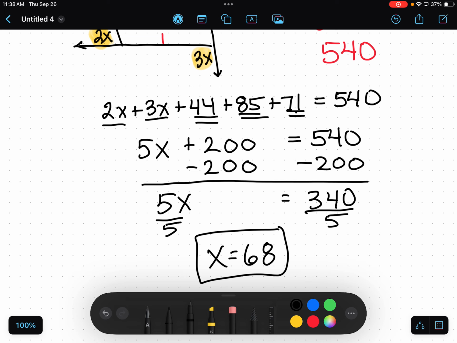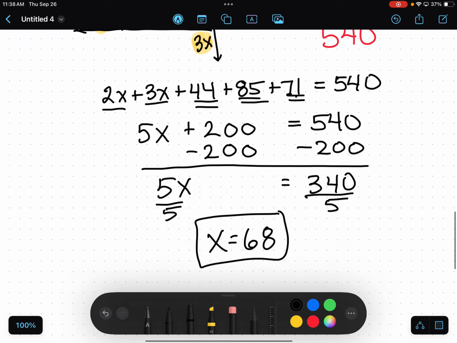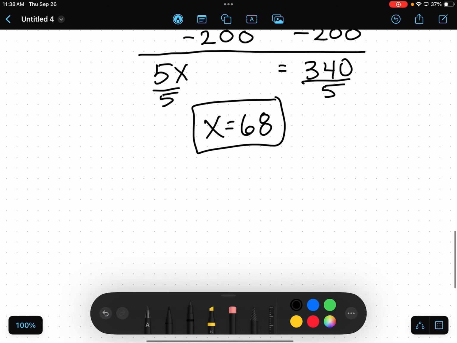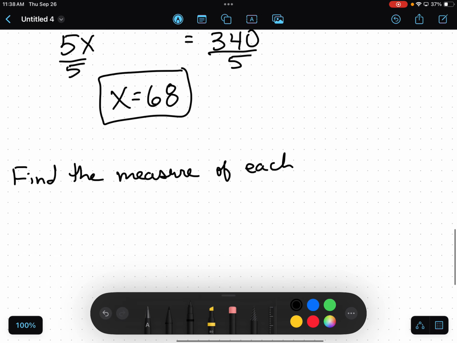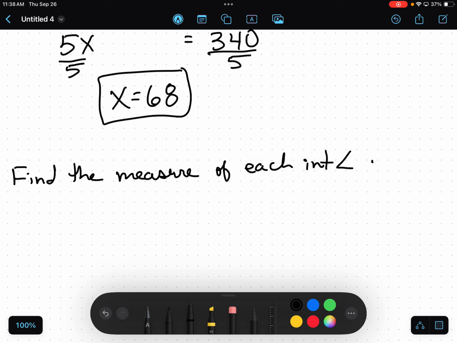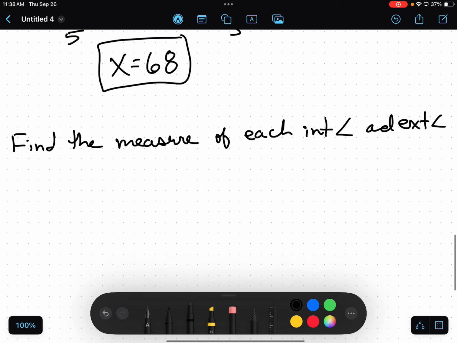Okay, again, those two examples are going to take you through the top part of the worksheet. Then the next two questions, 5 and 6, are going to have you find the measure of each interior angle, which I'm going to abbreviate as INT, and exterior angle. And so they're going to give you a shape like a hexagon.